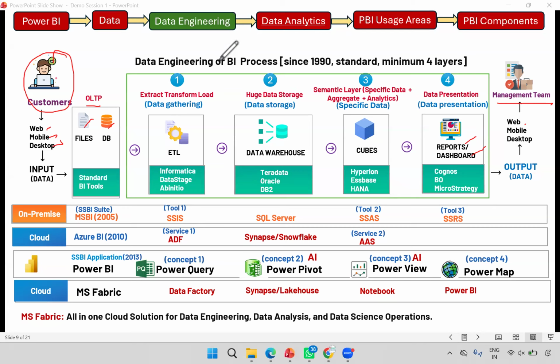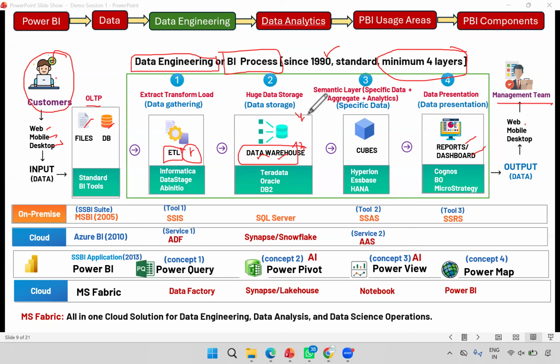The in-between process, some people say data engineering process. Some people say business intelligence process. The process was given in the 90s. The word is very popular recently, but the process was given in the 90s. Minimum 4 layers are required to provide data better to the management. First layer, ETL layer. This is the first layer. So bring the data. If required, some shaping, do the transformation, finally load into huge storage. This is the second area.